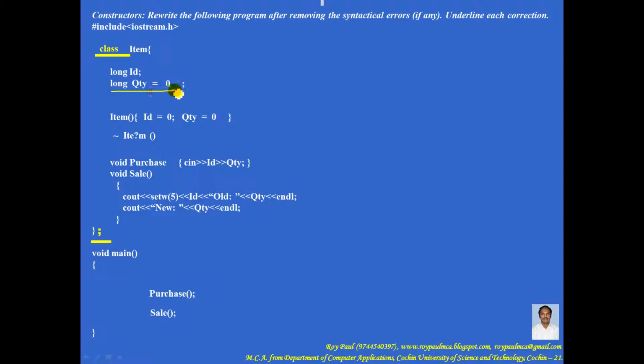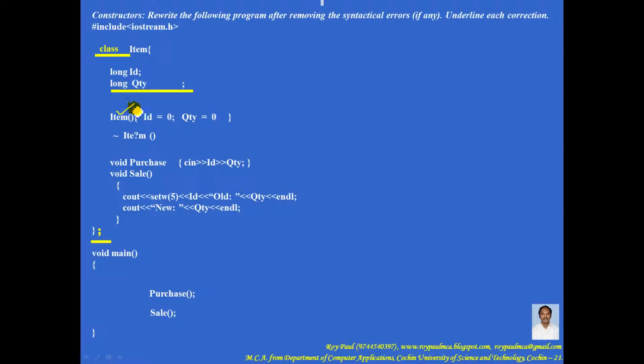So here there is a mistake. This equal to 0 should be removed because inside a structure, inside a class, data members should not be initialized. So that equal to 0 goes, and underline the area where you made the correction.